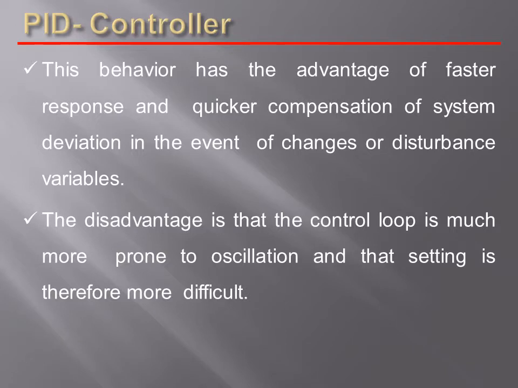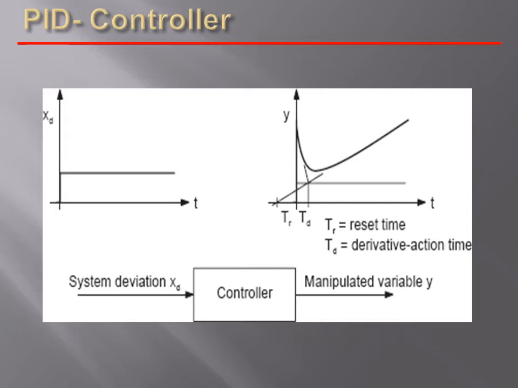This behavior has the advantage of faster response and quicker compensation of system deviation in the event of changes or disturbance variables. The disadvantage is that the control loop is much more prone to oscillations and that setting is therefore more difficult. So PID controller is the combination of proportional, integral and derivative controller. So it comes with the advantages of the three components, that is proportional, integral and derivative.